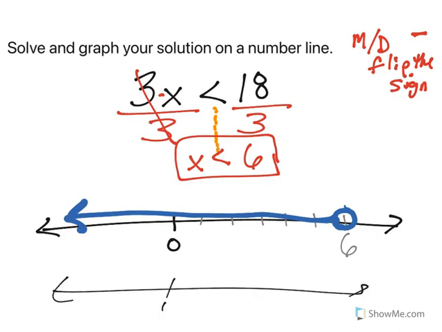So we have open. Some people will also graph this, if they have a 0 and a 6, using a curved line to show this, right? So kind of like a half parenthesis. It really depends on your thought process. They mean the same thing.